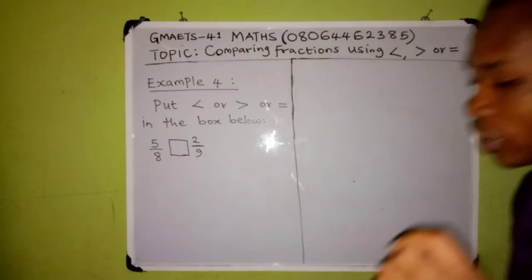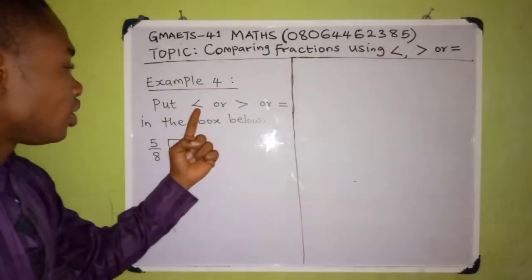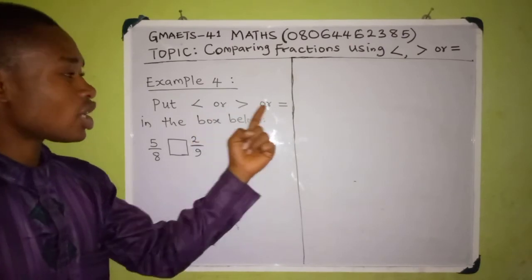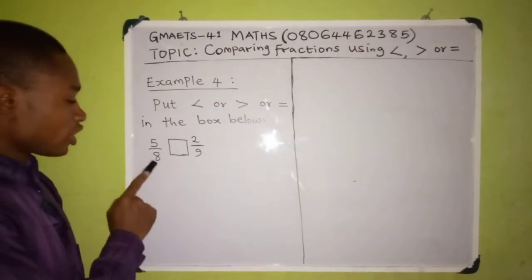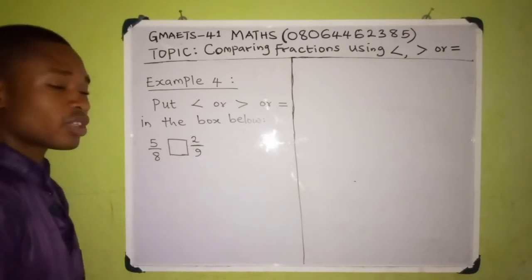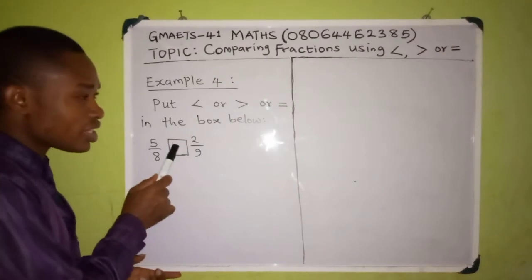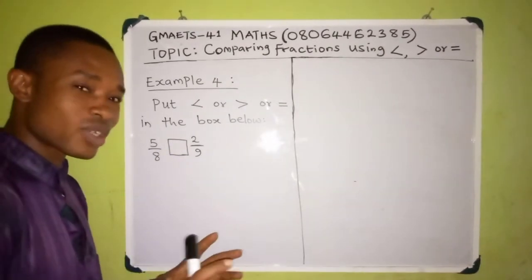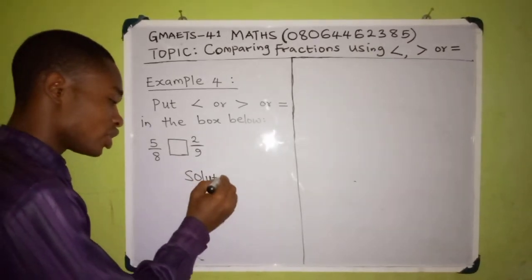So friends, we are now looking at example number 4. Question: put less than or greater than or equal to in the box below. 5 over 8 box 2 over 9. So we are to put less than here or greater than or equal to depending on what we think is correct. Let's solve and see. Solution.